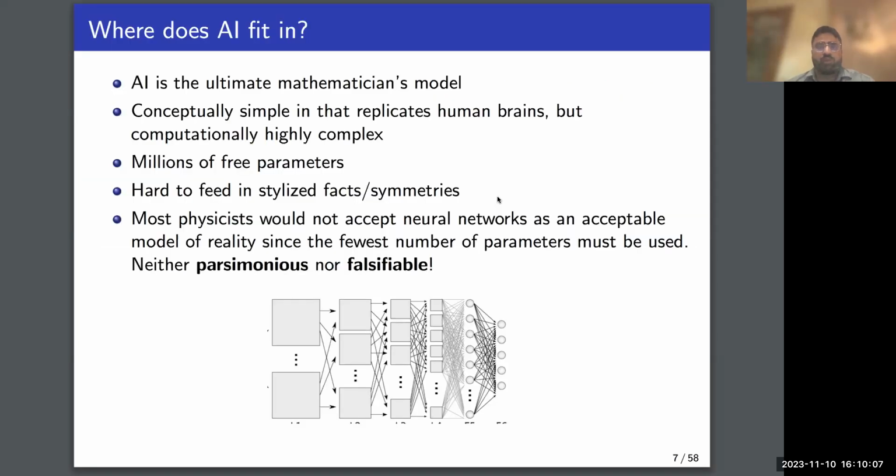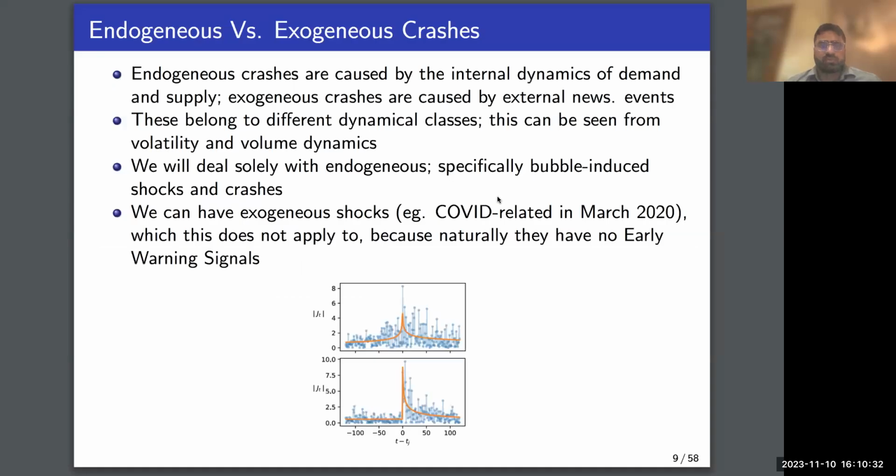But we're going to examine a lot of physics-based models and also AI machine learning-based models, and compare them and see how we can use parsimony and falsifiability as guiding principles to select between models, with the specific example of predicting endogenous shocks or endogenous crashes in markets and in nature. So let's see.